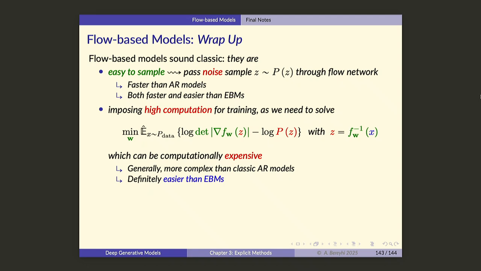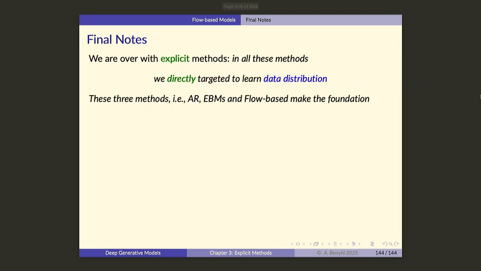So, any questions? No question? Okay, so if you have no question, this is the end of this chapter. Chapter 3 is over. Basically, we are over with all explicit methods. Any explicit method you find in the literature is somehow either one of them or a mixture of them. And in all these approaches, we essentially use the distribution.